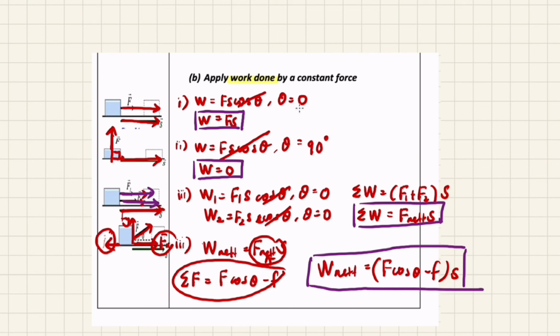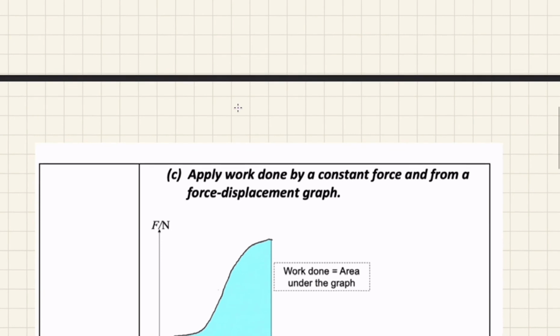So ingat, make sure you check your theta. Okay, make sure you check your theta. Draw your force direction, draw your displacement direction. Then cari angle between theta you adalah berapa. Okay, so that's how you apply. Okay, then kita pergi to the final learning outcome untuk this subtopic.